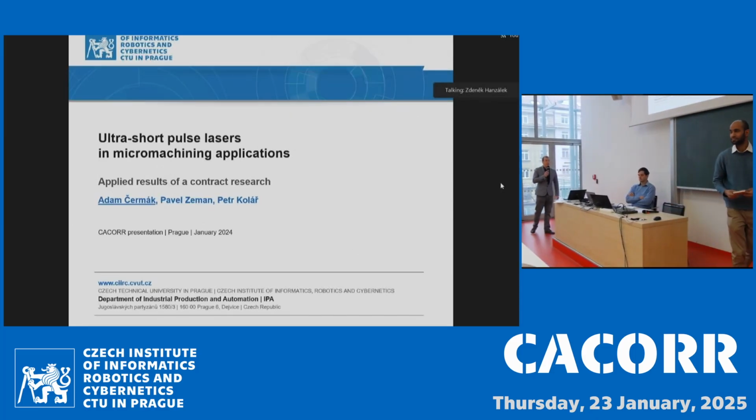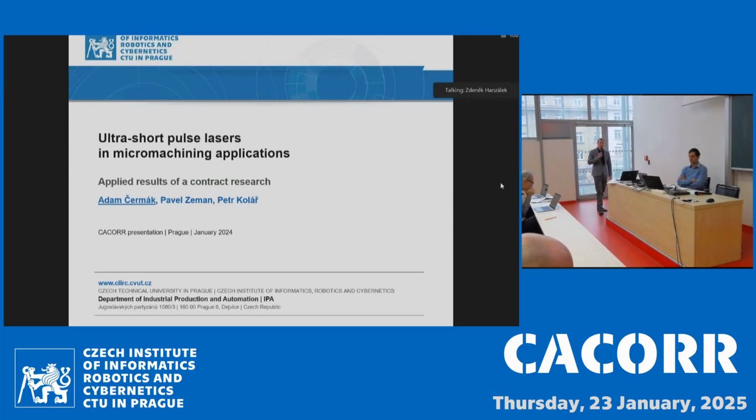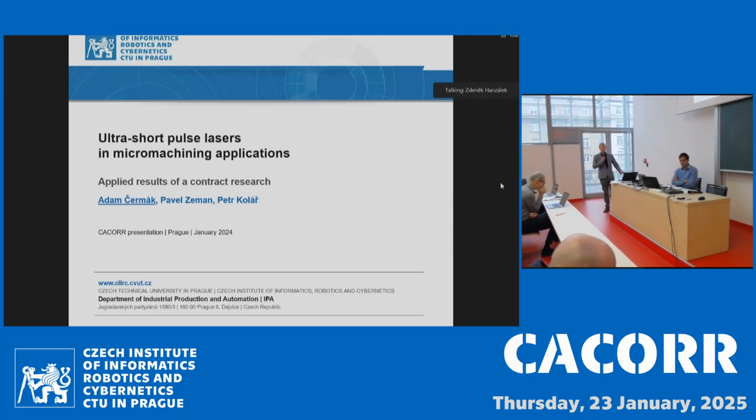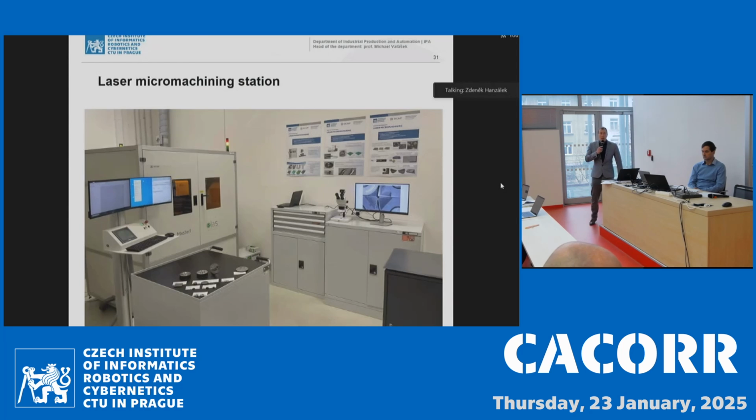So, this talk will be led by me, because from this group I'm responsible for ultra-short pulse laser processing. In this case, I will present some contract research with a company which led to a successful application. For those who don't know us, we are in the lower test bed, directly in the corner. This is a booth for laser micromachining.